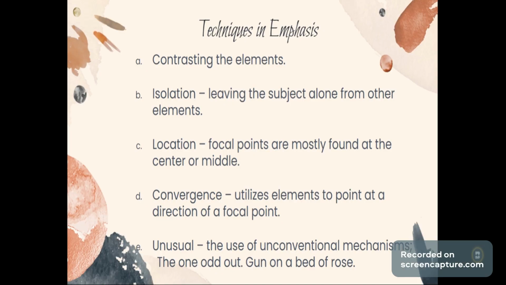And we also have here the techniques in emphasis. It is about contrasting the elements. Isolation, like imo i-isolate ang pinaka subject sa imong art piece, leaving the subject alone from other elements. Location, imo siyang ibutang sa center or sa middle. Convergence, it is about using converging lines like kanang sa kalsada nga effect. Unusual, it is when you will use unconventional mechanism like naay usa nga malahi, that's unusual. Or naay gun on a bed of roses, or naay color yellow nga balde on a color black nga mga balde. Naay unusual or naay nisimang nga at least usa, kanang nasimang mo na siyang mahimong emphasis sa usa ka piece.